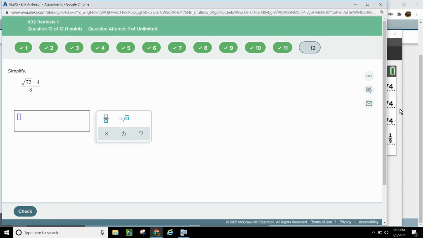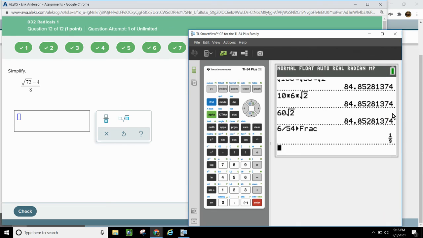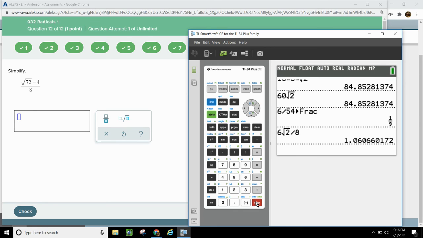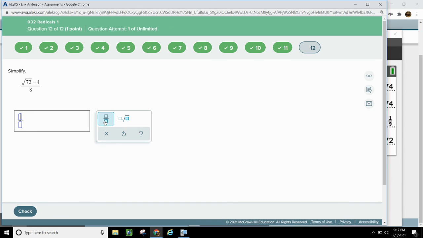The square root of 72, we've broken that down into 36 and 2, and so that would be 6 root 2. 6 square root 2 divided by 8 would be the same as 3 root 2 over 4. And 4 over 8 is just a half, so minus 1/2.